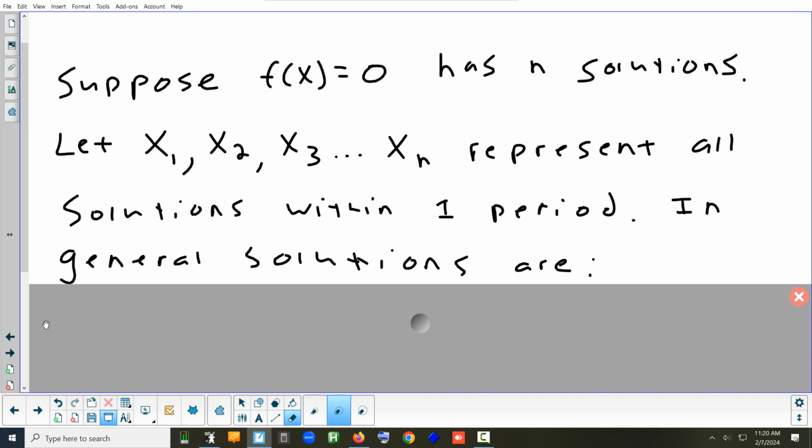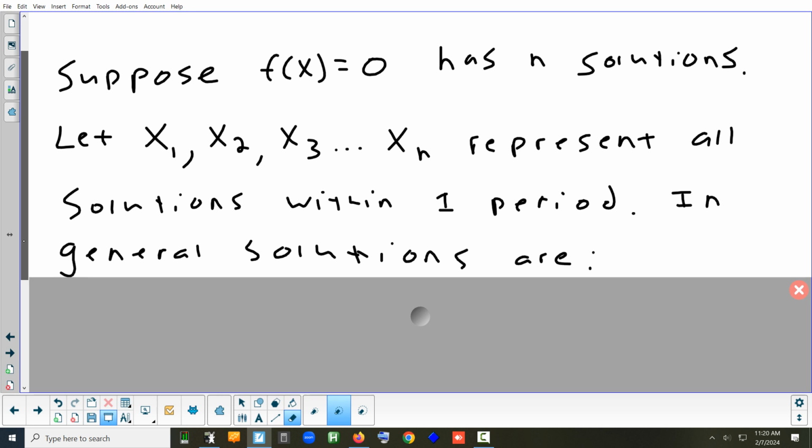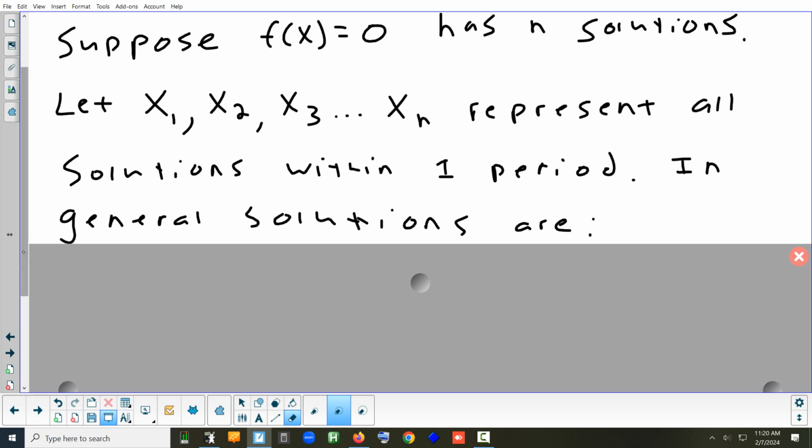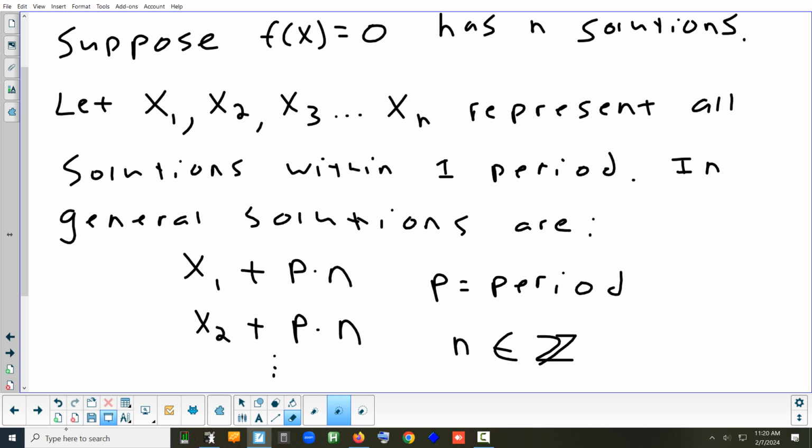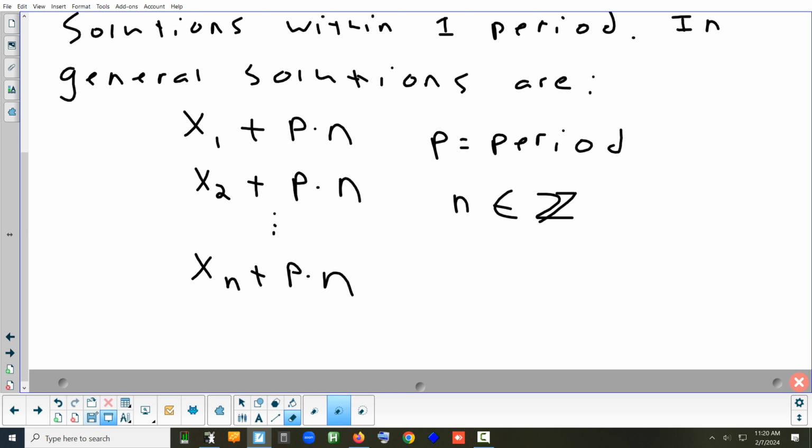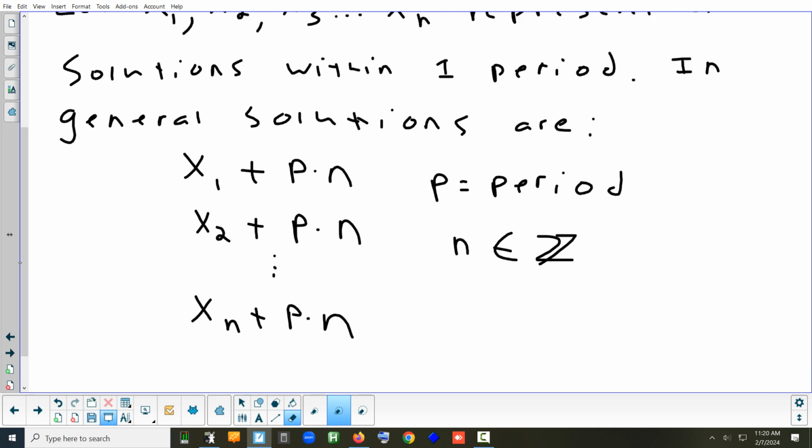And remember, you can find them by doing second calc 0. Second calc 0 will help you find the roots. Doing second calc gives you the answers in one cycle. Then it's up to you to do that answer plus the period times n. And then the second answer plus the period times n. The third answer plus the period times n. All the way up to the last answer plus the period times n. I'm just emphasizing you need to put plus the period times n on every answer.